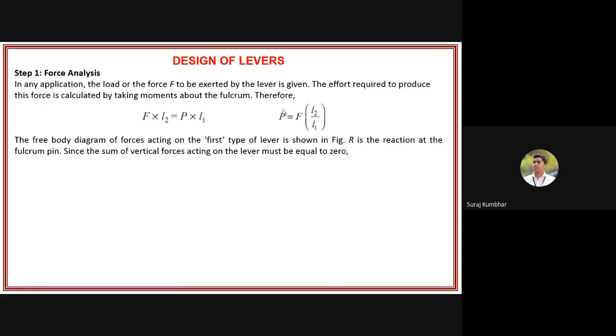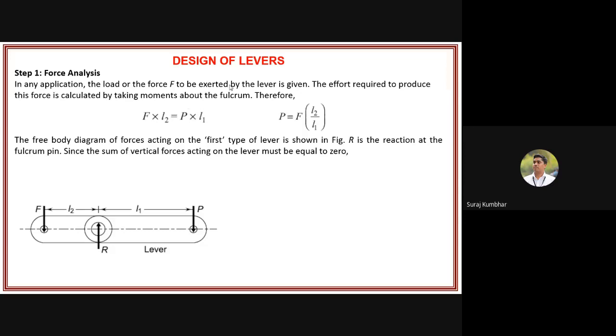Now the free body diagram of the forces acting on the first type of lever is shown in the figure. This is the first order type of lever. Why is it a first order lever? Because the fulcrum is in between the effort and the load. That's why it is a first type of lever. And R is what? It is the reaction at the fulcrum pin.